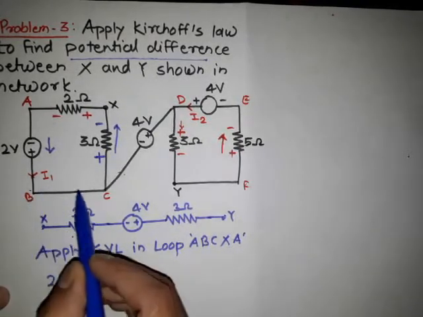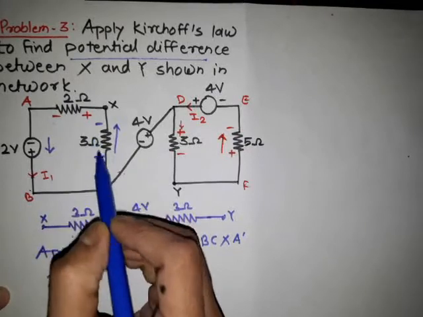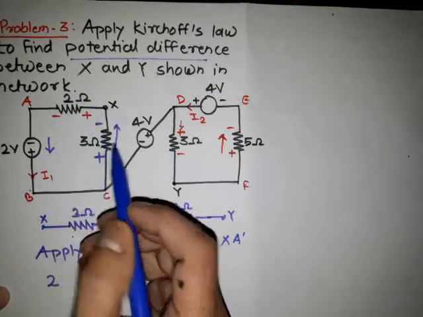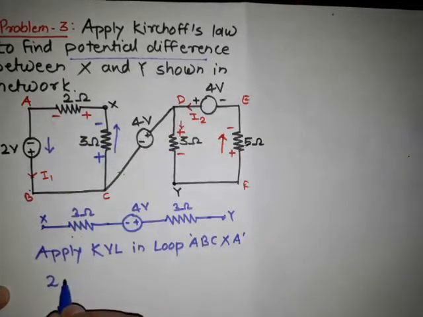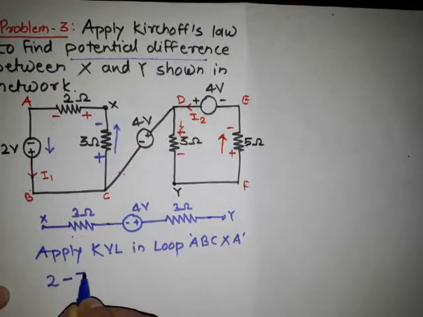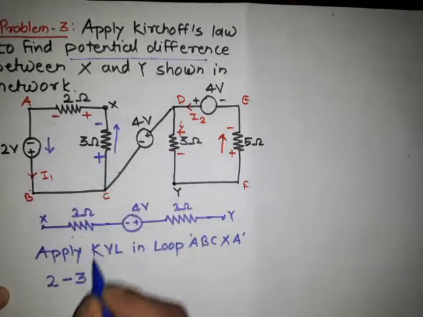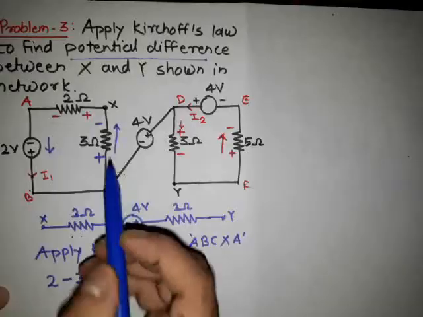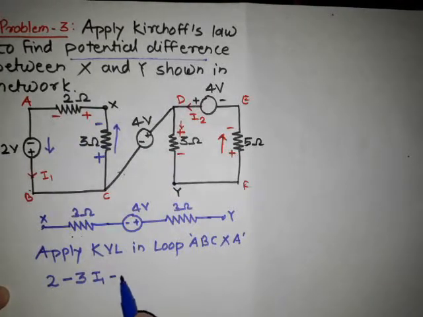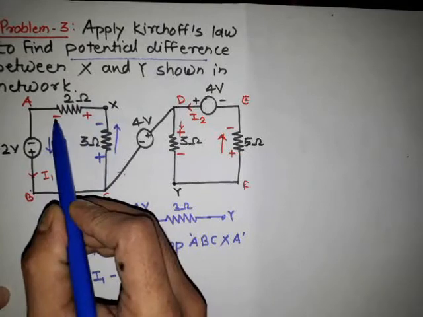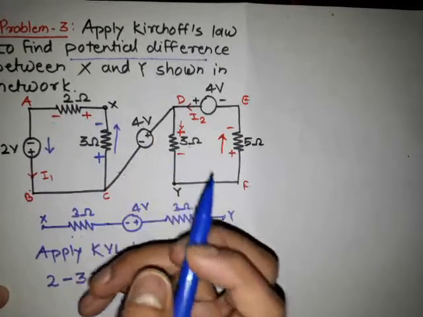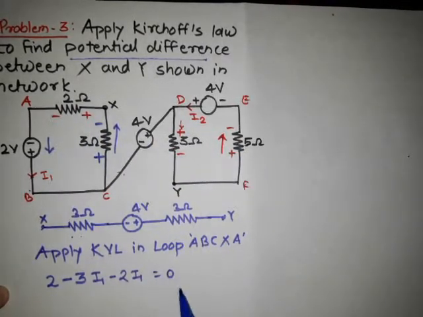Then this current will be flowing like this through the 3 ohm resistor, plus to minus, that means it is a fall in potential, therefore I am considering it as negative 3 into the current I1. Through the 2 ohm resistor it is minus 2 into I1, because current flowing from positive to negative is a fall in voltage, and it is equal to 0.